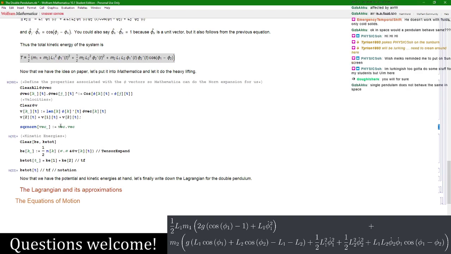Single pendulum does not behave the same in space. What do you mean?